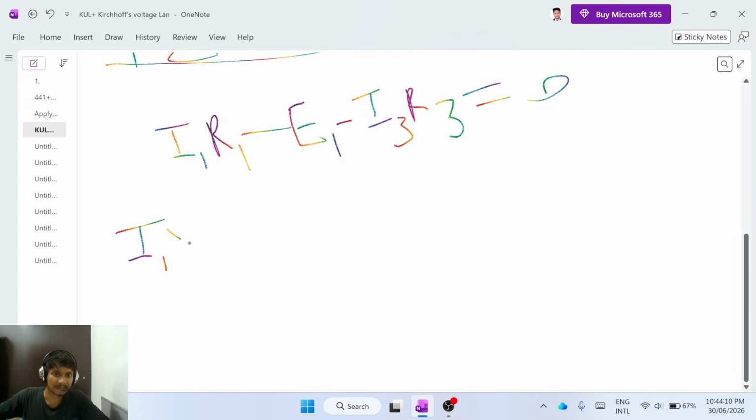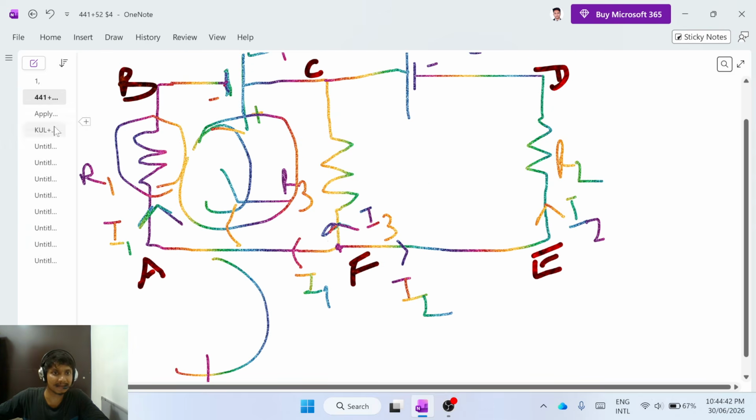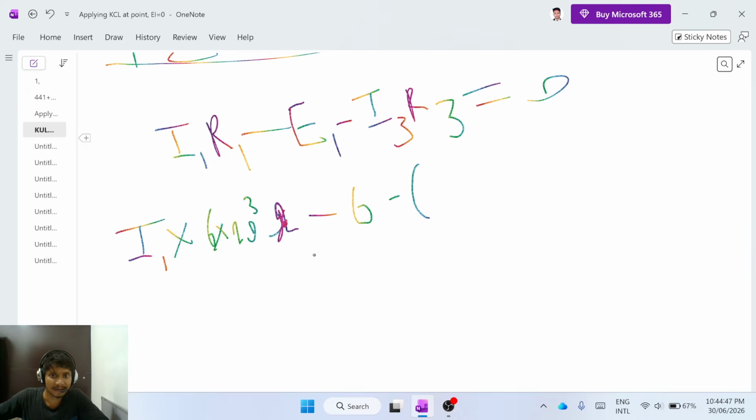I1 into R1. R1 is equal to 6 kilo ohm, which is 6 into 10 to the power 3 ohm. We don't need to write ohm. So I1 into 6000, minus E1. E1 is equal to 6 volt. Minus I3: we substitute another equation instead of I3. We already found I3 using Kirchhoff's current law: I3 is equal to minus I1 minus I2.